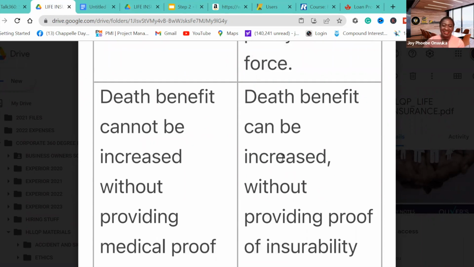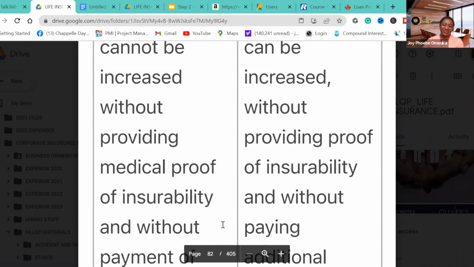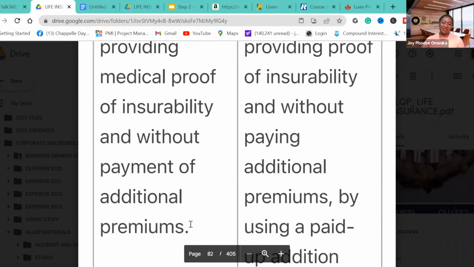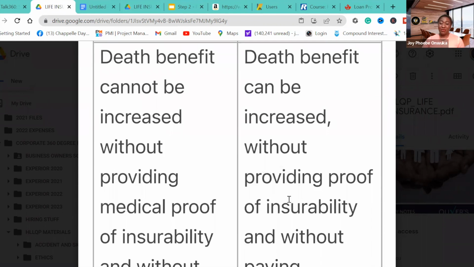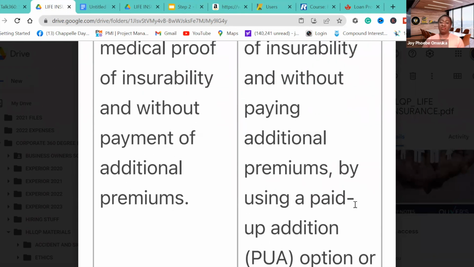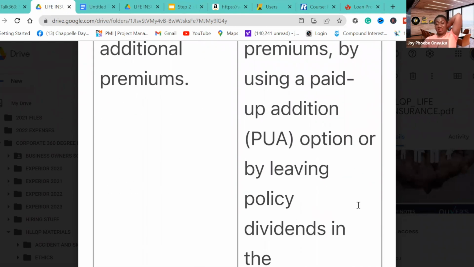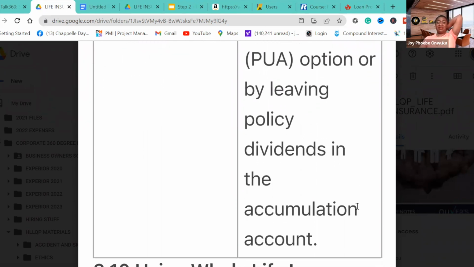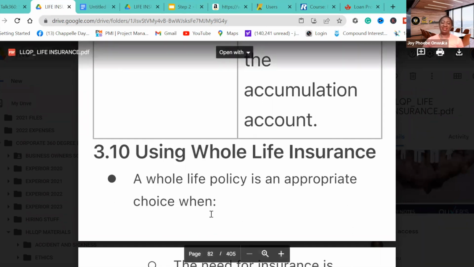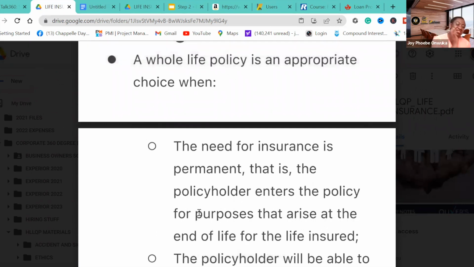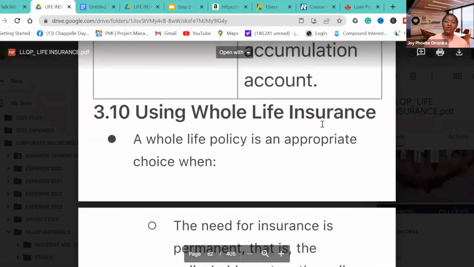With term insurance, the death benefit cannot be increased without providing medical proof of insurability and payment of additional premium. Well, for whole life, the death benefit can be increased without providing proof of insurability and without paying additional premium, by using a paid-up addition option or by leaving policy dividends in accumulated form. So that is all the advantages and disadvantages, or the differences, between whole life and temporary insurance.